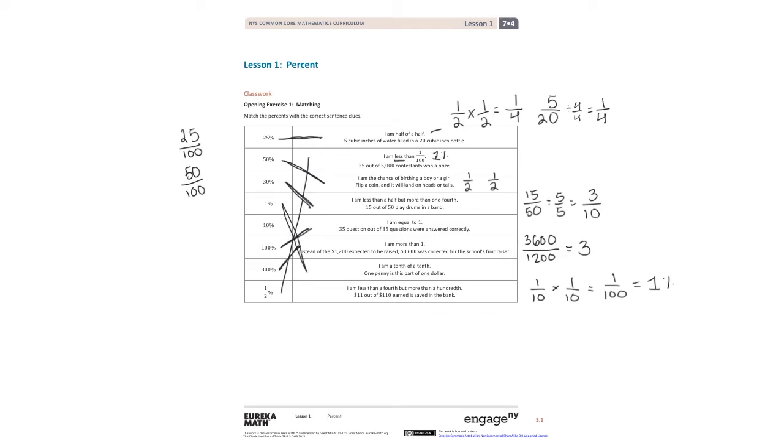I am less than 1/4, but more than 100th. 11 out of 110 earned is saved in the bank. So here I can have 11 out of 110 equals, well, I can simplify this by 11. So when I simplify 11 and 110 by 11, I'm going to get 1 over 10. And 1 over 10 is going to give me 10%.